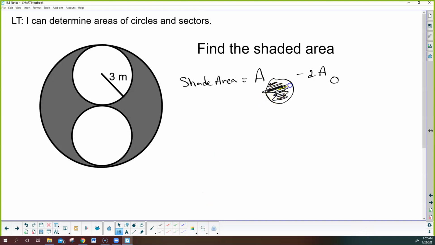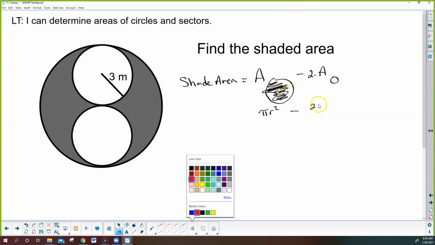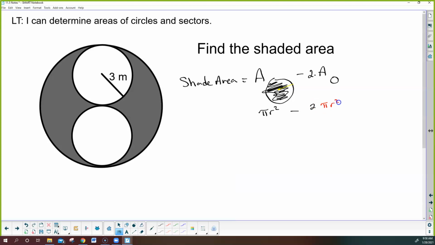So what does that mean? All I need then is the radius of the big circle and the radius of the small circle. I'm a fan of just writing the formulas out. We know that the area of a circle is pi r squared, and I'm going to subtract 2 times the area of the smaller circle.